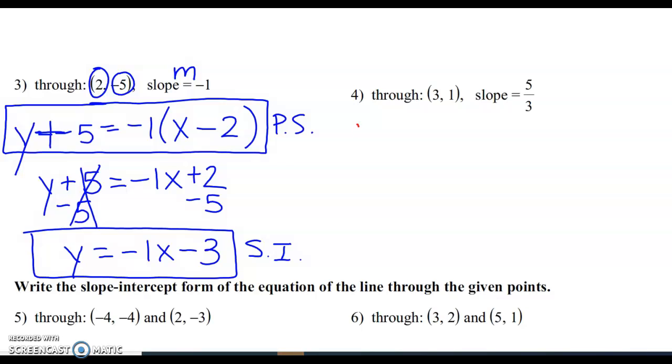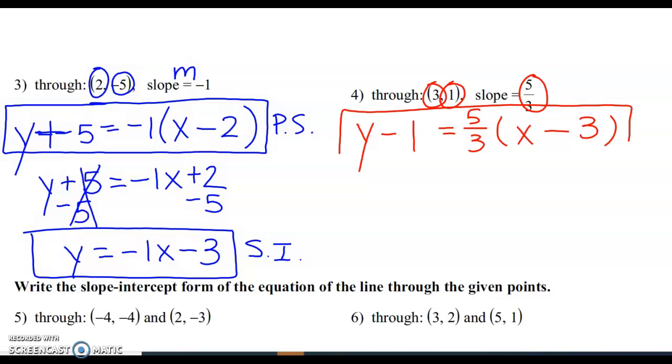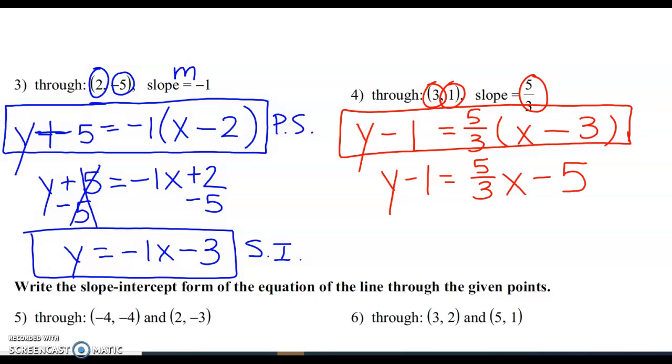Last one. It's always y minus something equals something times x minus something, right? Every single time. So y minus, the y coordinate is 1, equals the slope is 5/3, times x minus the x coordinate is 3. That's your point slope form. Distribute, we're at y minus 1 equals 5/3 x. 5/3 times -3 is -5. To get y alone, to get rid of a -1, we would add 1 to both sides. So we're at y equals 5/3 x. -5 plus 1 is -4.